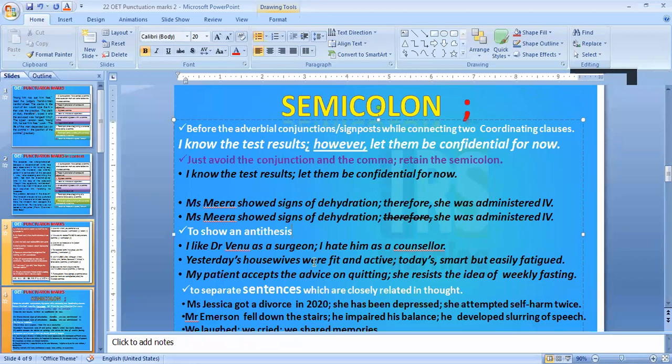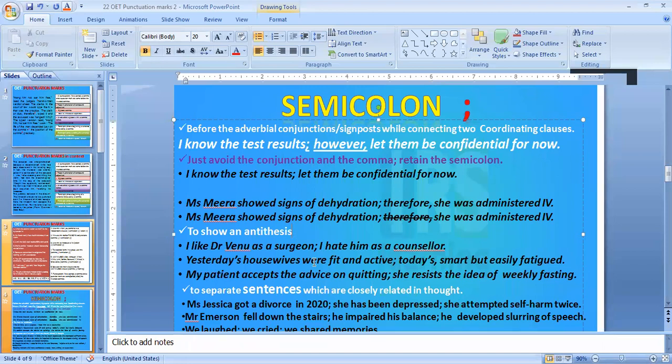I like Dr. Venu as a surgeon. Yes, he's a very good surgeon. I like him. But the problem is when he starts counseling or advising, I don't like that. I hate him. He's a very bad counselor, but a very efficient surgeon. Two things, I like, I hate. Semicolon.